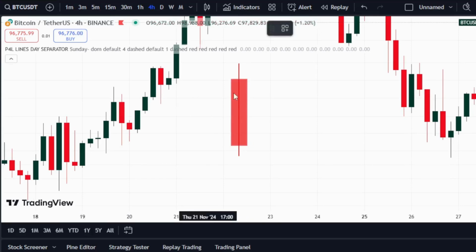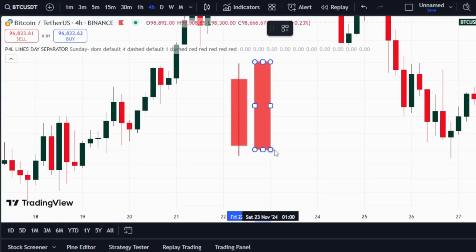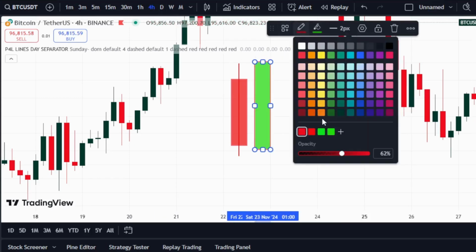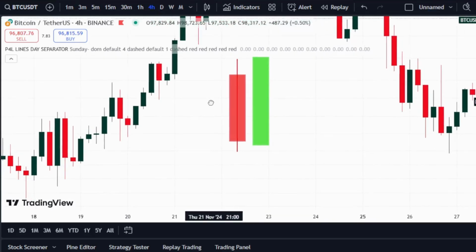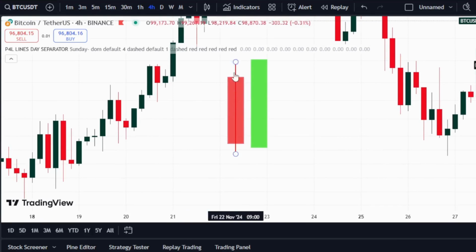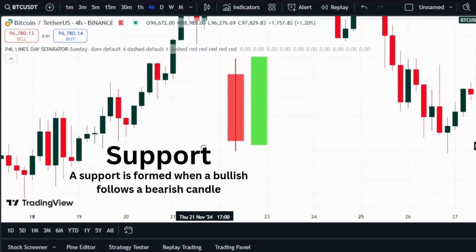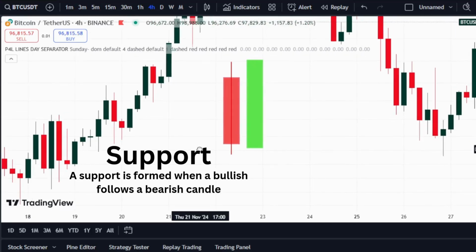Then immediately you have a bullish candle, depending on your preference. So you have a bear candle followed by a green candle, and what you have here is a support. That is how support is formed: a bear candle followed by a bullish candle, so automatically a support is formed.